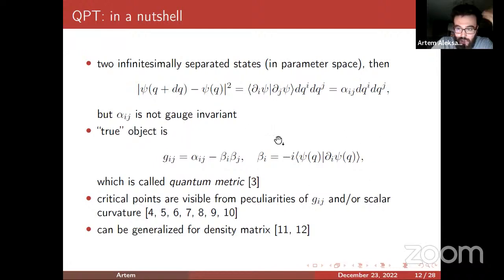It was shown by Provost that the true object is the so-called quantum metric, and it contains a real part and an imaginary part. And it was shown that the imaginary part corresponds to the Berry connection. So this object is very nice. It is gauge invariant and so on. And as in classical phase transitions, it was shown that critical points in quantum systems, so we speak about quantum phase transitions, are visible from peculiarities of the quantum metric and peculiarities of the scalar curvature.